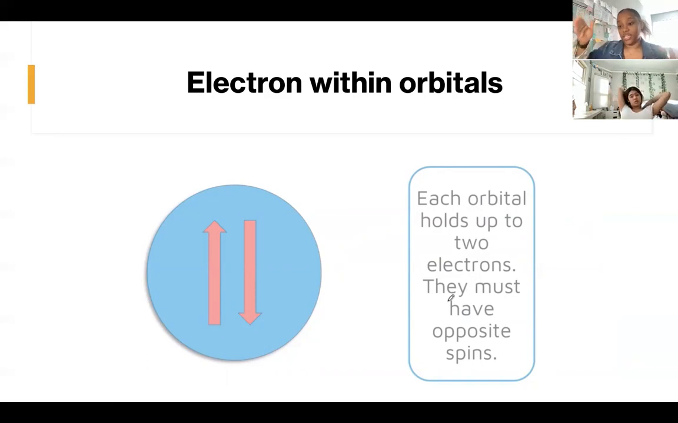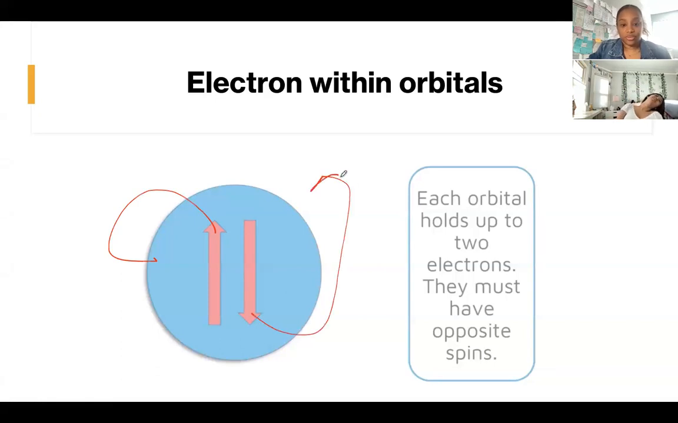Meaning that it has to be an increasing energy level. Second, it has to fill in the energy level first and then double up. Now, this rule is telling you that they have to be an opposite spin, one going up and one going down, because that means that they're spinning in two separate directions. One of them is spinning this way and the other is spinning that way.